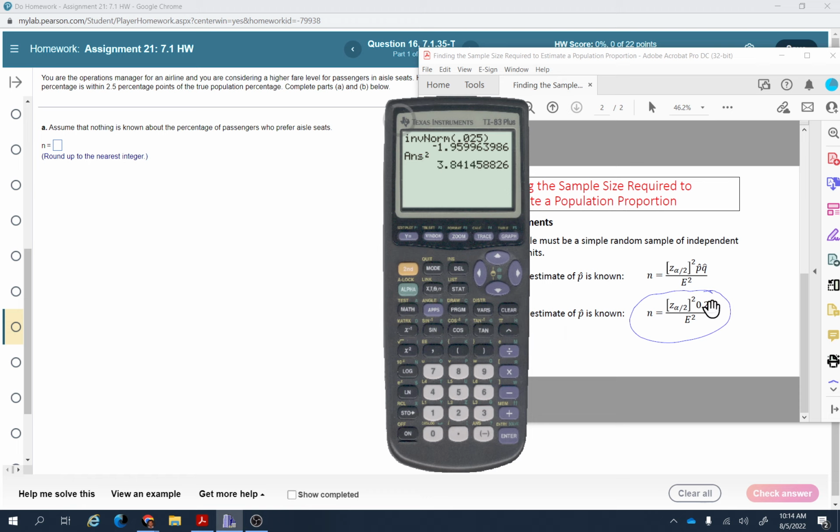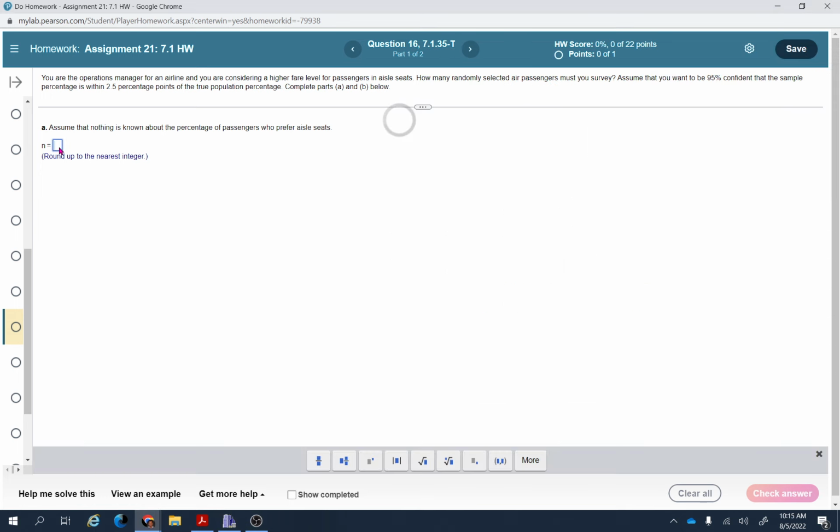Multiply this by 0.25 according to this formula, and then divide this by the margin of error squared. In our case, it's 2.5%, which is 0.025. So parenthesis, 0.025, parenthesis close, whole square of that, enter it. That is the sample size we need. Round up to the nearest integer. So if you round up to the nearest integer, it would be 1537.